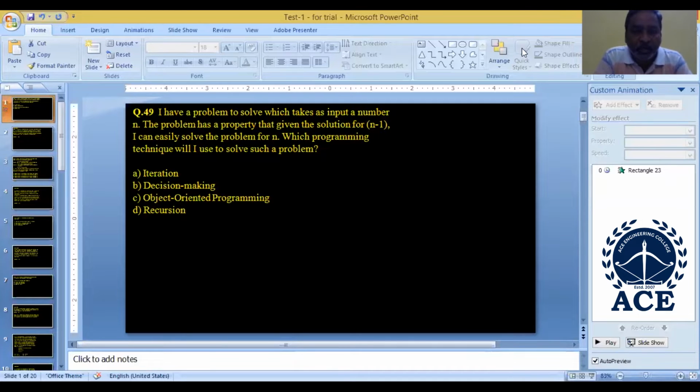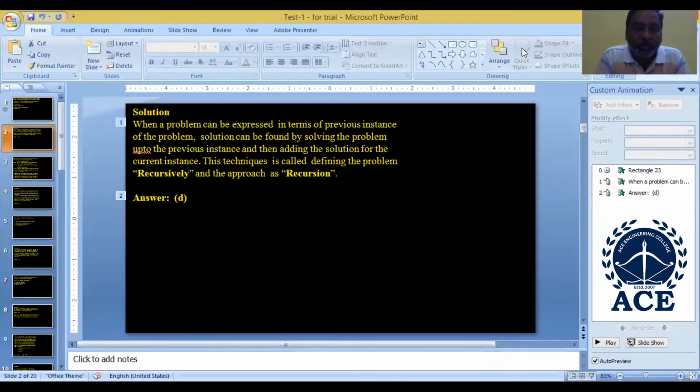Question number 49. I have a problem to solve which takes as input a number n. The problem has the property that given the solution for n minus 1, I can easily solve the problem for n. Which programming technique will I use to solve the problem? Here, what is being asked is the approach to the problem. Let's see the explanation before going to the answer. Lastly, we'll get the correct option.